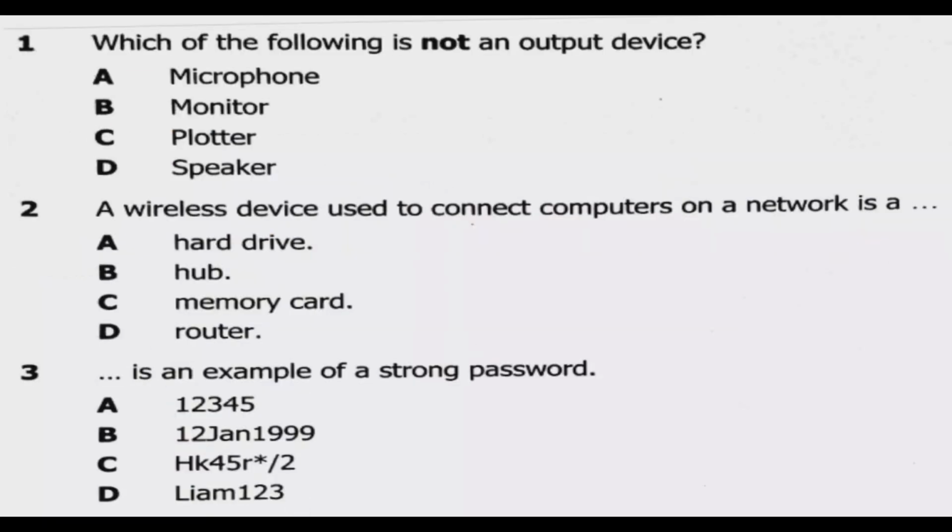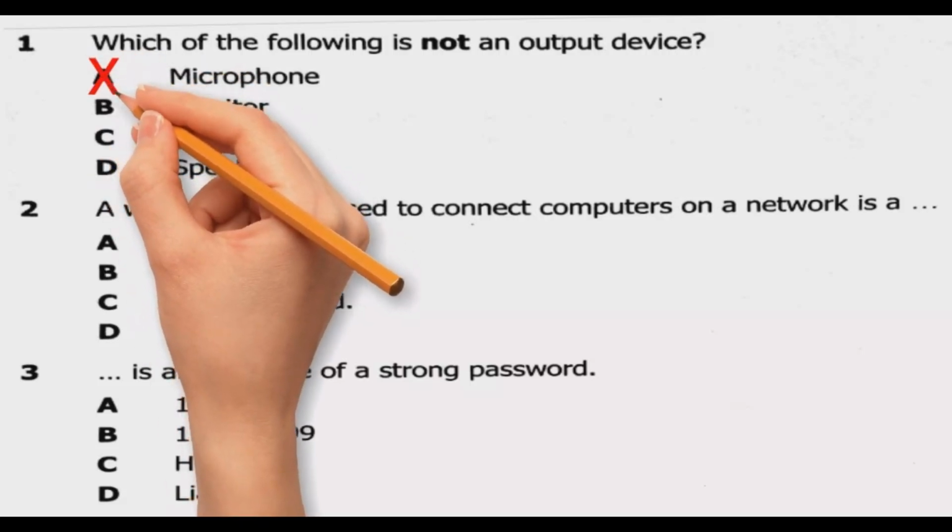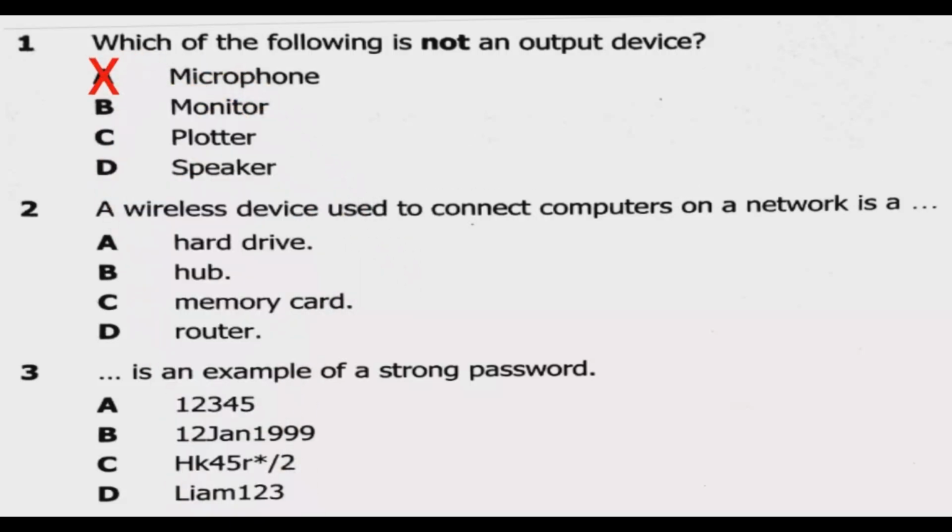Question 1 is as follows. Which of the following is not an output device? A. Microphone. B. Monitor. C. Plotter. D. Speaker. The correct answer is A. Microphone. Microphone is an input device. So that's the correct answer, A. We go to question number 2.